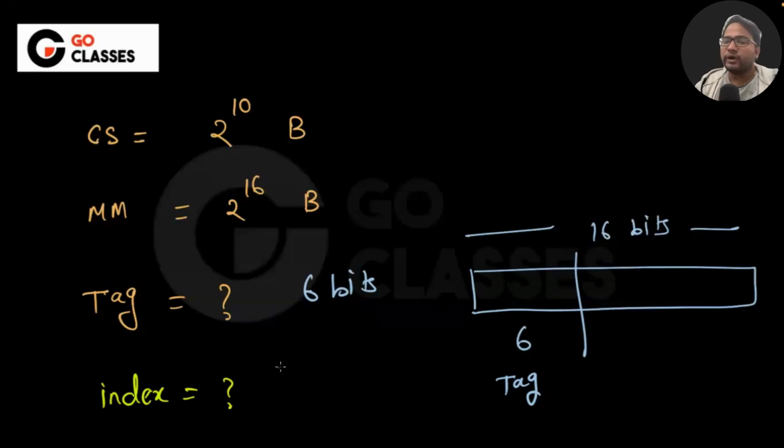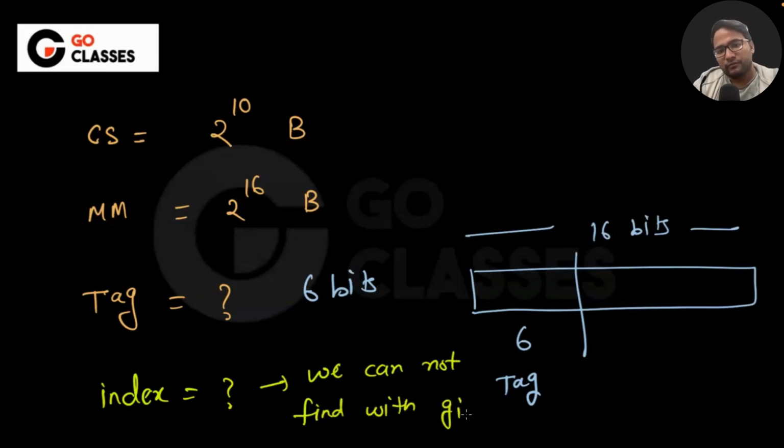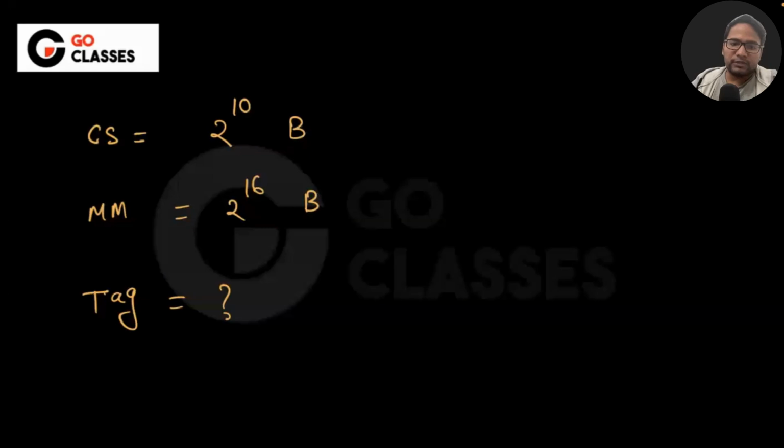With this data, can you determine the index? No, right? We cannot find it with the given data. But can you determine the tag? Yes, right? We can determine the tag. So if someone asks how to solve this, you can directly solve it. Otherwise, let's suppose you forget, right?